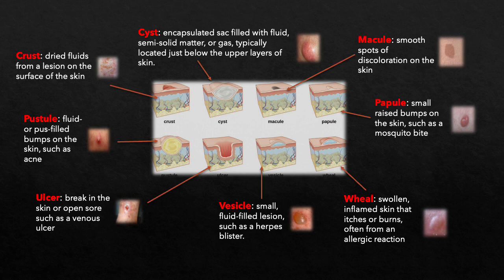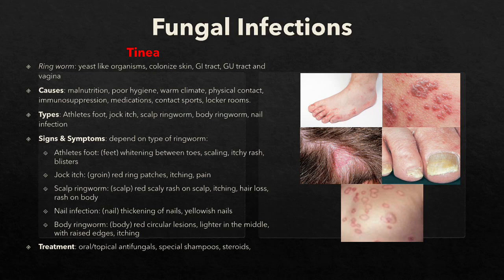Common primary and secondary lesions include cysts, crusts, pustules, ulcers, vesicles, wheals, papule, and macule. Fungal infections. Tinea is a very common fungal infection, also known as the ringworm. These are yeast-like organisms that colonize the skin, GI tract, GU tract, and vagina. Causes include malnutrition, poor hygiene, warm climates, physical contact, immunosuppression, medications, contact sports, and locker room use.